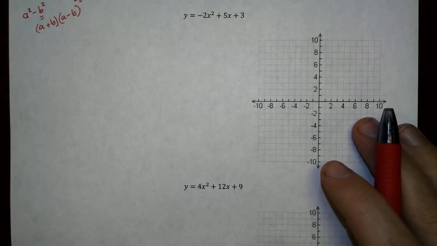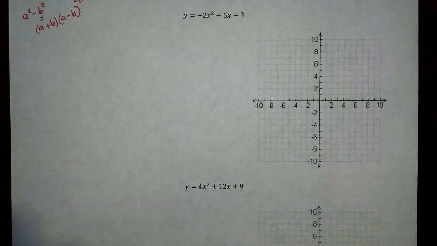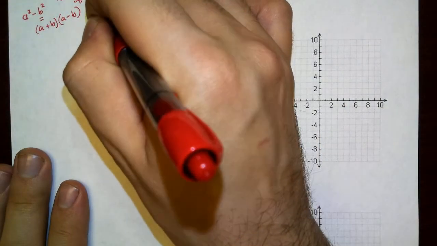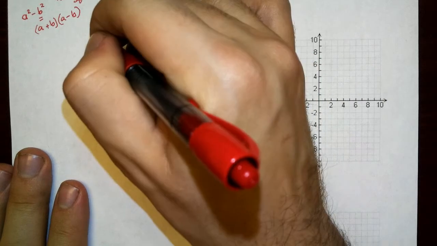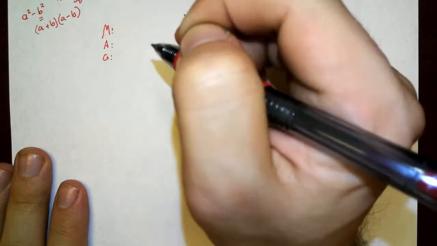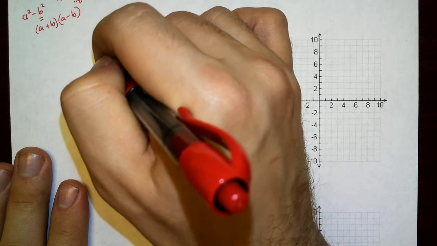Okay? Factoring, what am I doing? I'm going to be doing the magic method. Okay? So like a very good mathematician, like a very good pupil, I'm going to go ahead and set up my magic method over here.